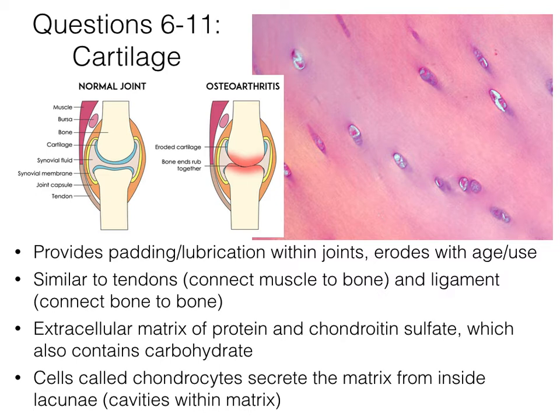So in this picture, on the top right, all that light pink stuff is matrix, and the darker spots are the living cells within the lacunae. Sometimes it looks like there's a hollow area, sometimes not. Each lacuna can have one or more than one cell in it.